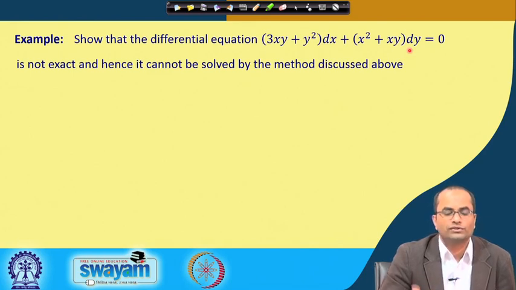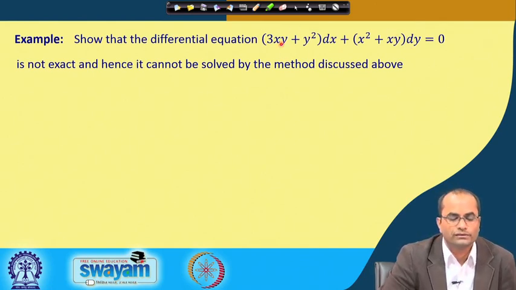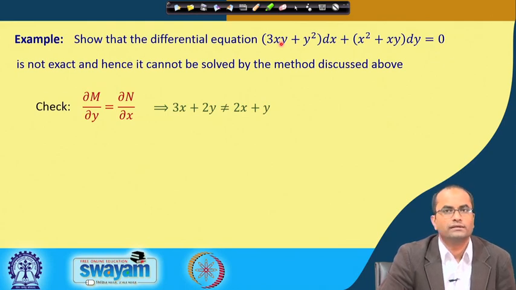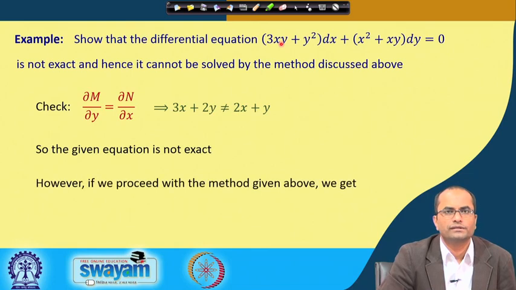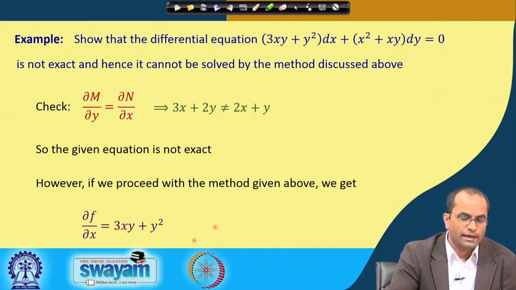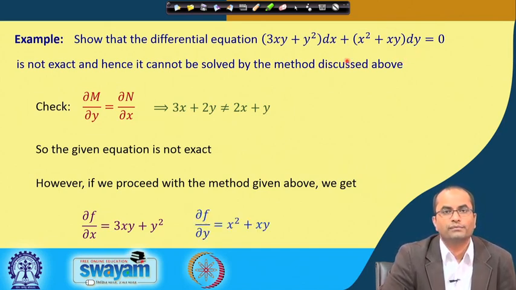If, for instance, we did not check the condition for exactness and just proceeded to find an f whose differential is the given differential equation, then what will happen? So, just to check here, del M over del y is equal to del N over del x. This is not the case. They are not equal, so the given equation is not an exact differential equation, but we will now proceed exactly as we have done before. That means, del f over del x we will take as 3xy plus y square, and del f over del y as x square plus xy.